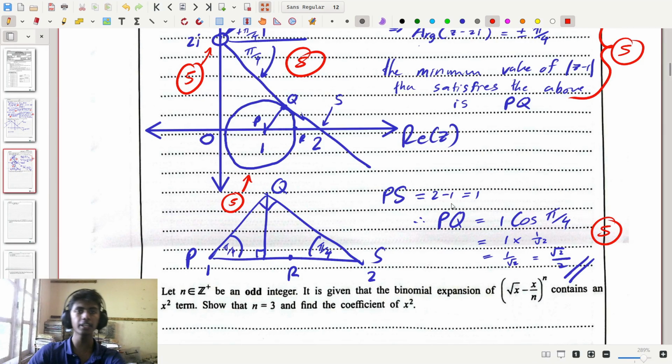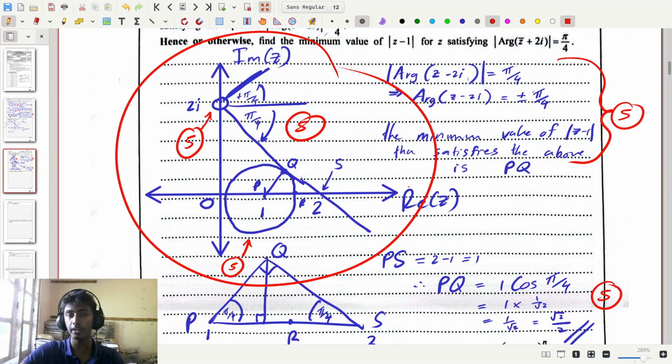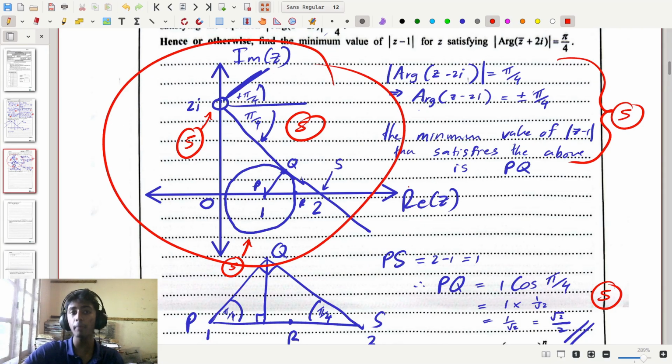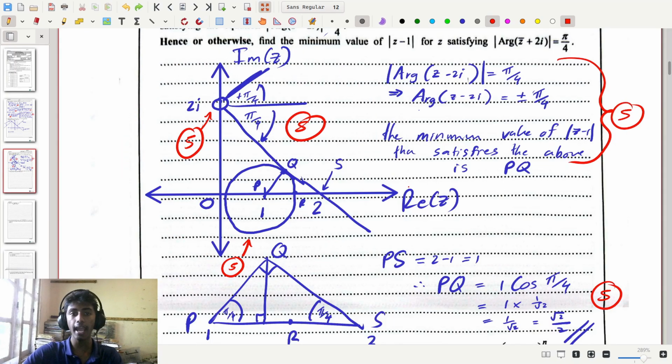So you can see here an interesting thing. We're going to get most of our marks, a full 60% of our marks, from just the diagram. So for this reason, once again, I'm going to implore you to practice a bunch of Argand diagrams until you perfect it and draw it properly. So that's going to be my advice for you.